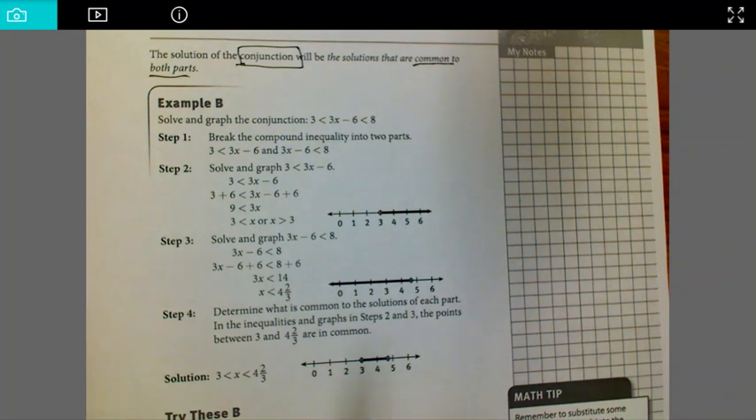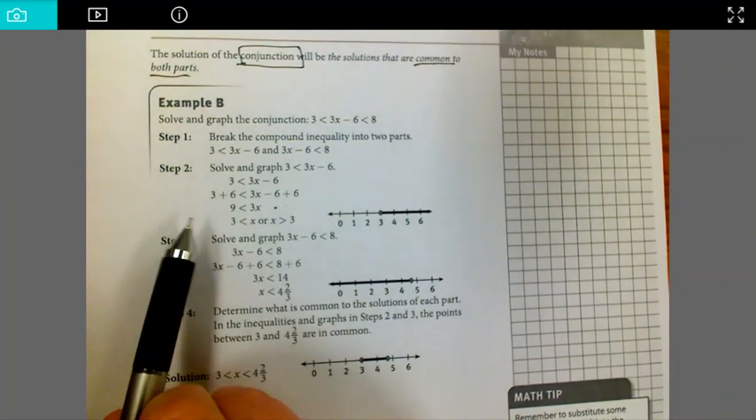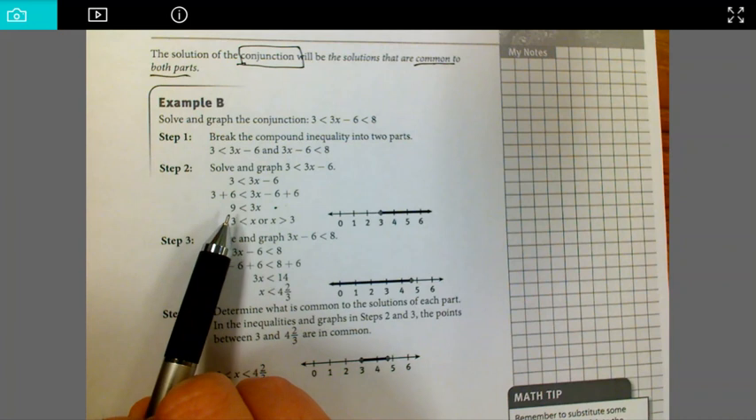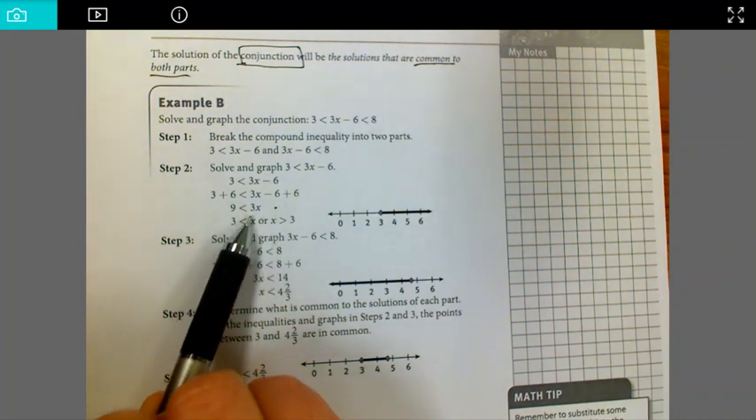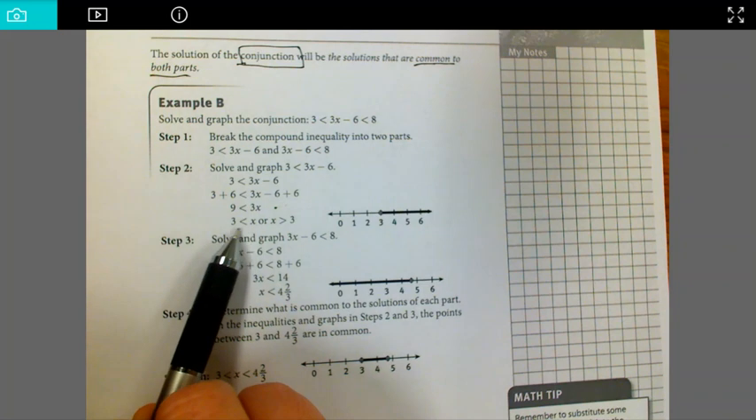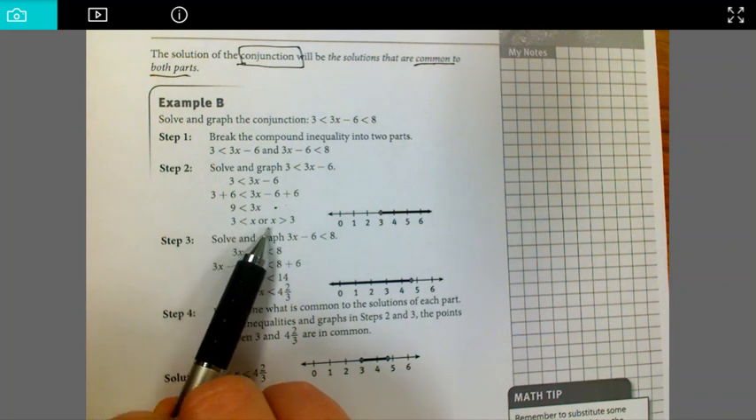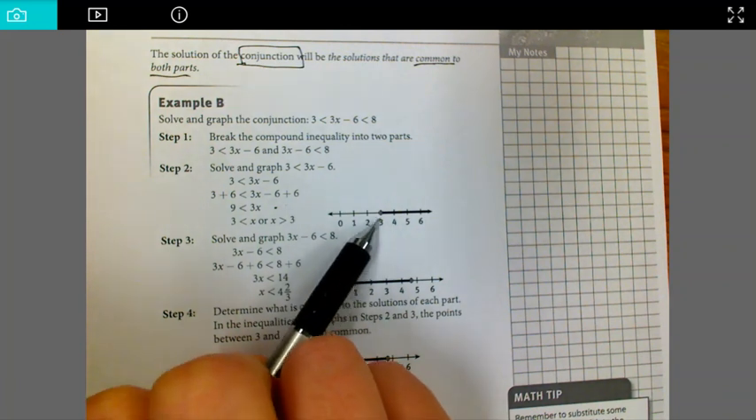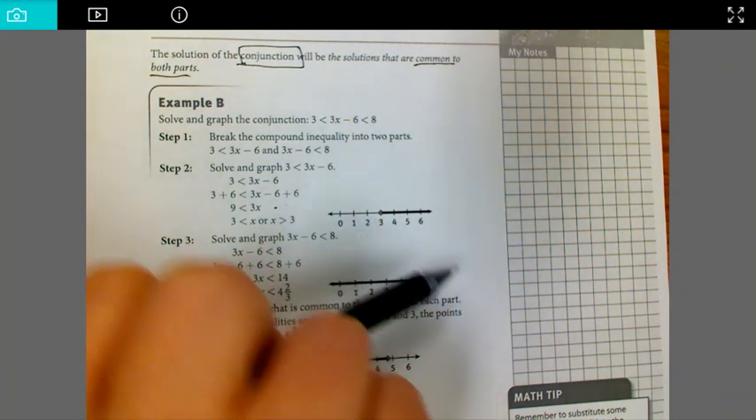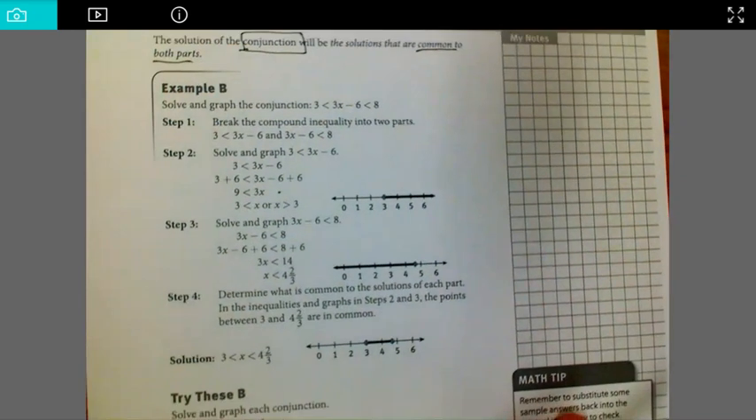So the first thing they did was they did the addition property by adding 6 to both sides. So they have 9 is less than 3x. Then they divided by 3 and got 3 is less than x, or you could write that as x is greater than 3. And when they graphed it, please note they did an open circle pointing to the right. Let's take a look at the second part.